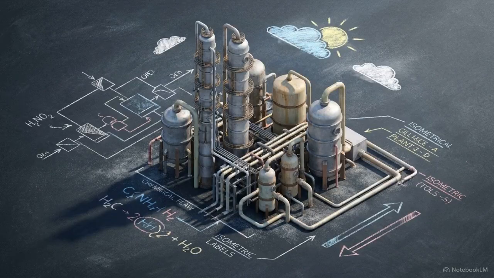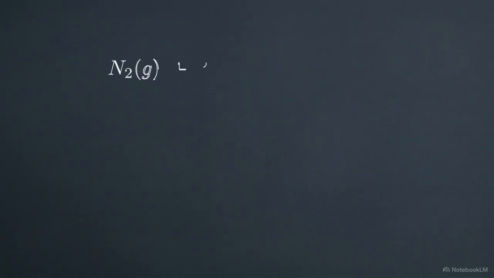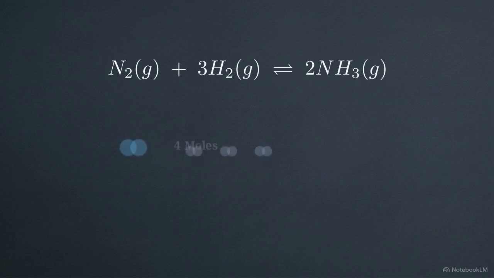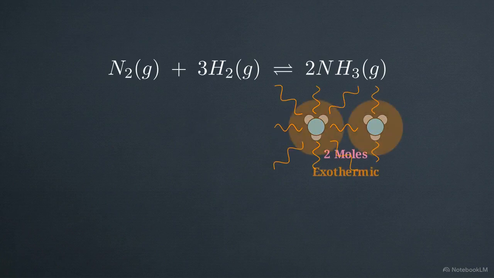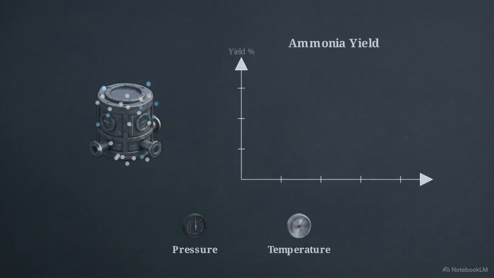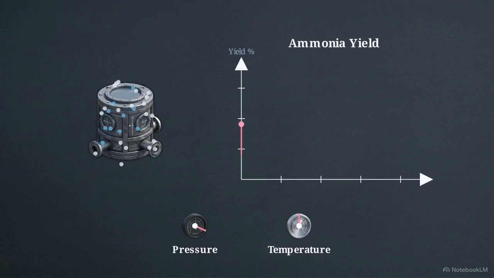The ultimate industrial application of these rules is the Haber process, which synthesizes ammonia. The chemical equation is nitrogen gas plus 3 moles of hydrogen gas, reacting reversibly to form 2 moles of ammonia gas. Thermodynamically, 4 total moles of reactant gas combine to form 2 moles of product gas. Furthermore, the forward reaction is highly exothermic. This graph shows the theoretical setup for maximum yield.